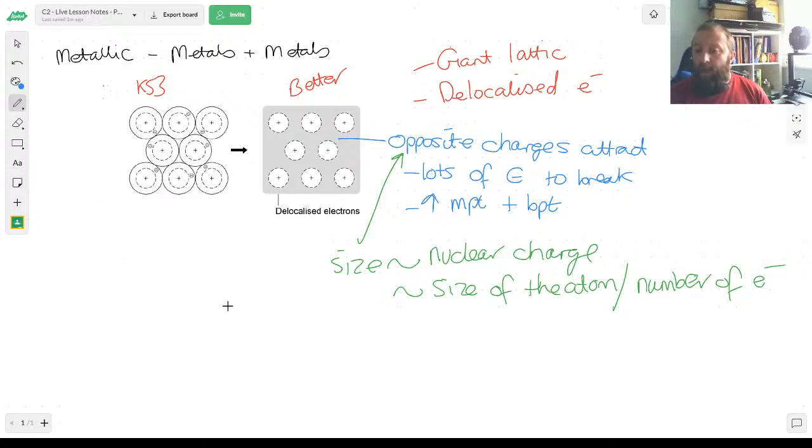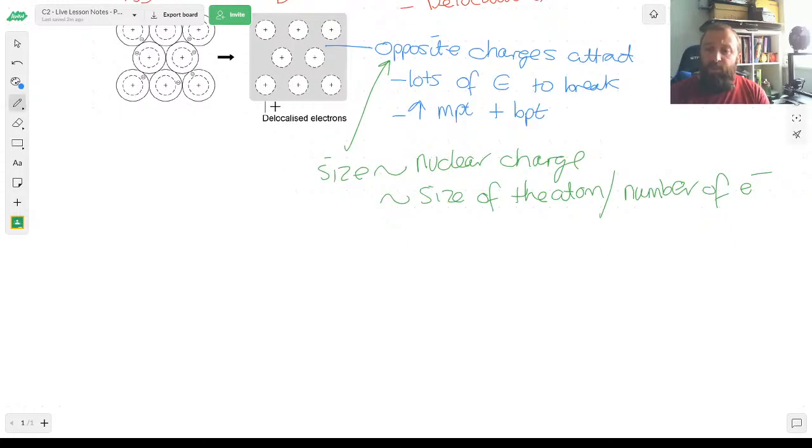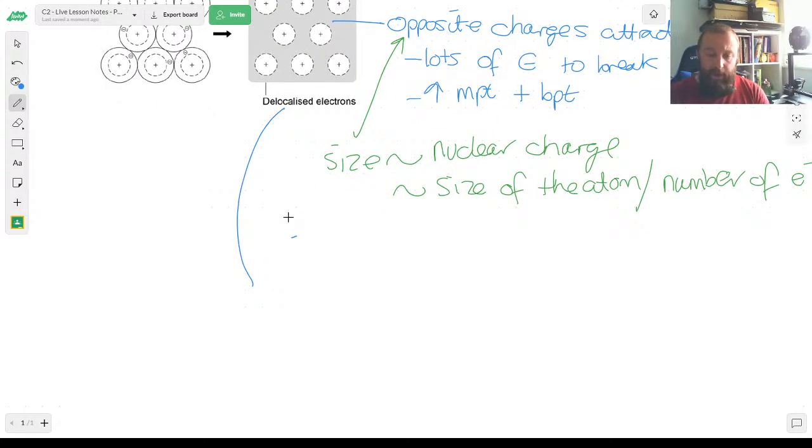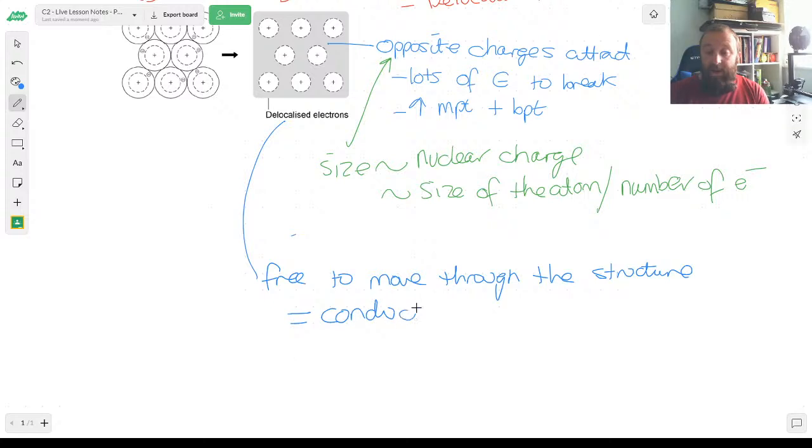Now, the other factor we can have a look at, if we scroll down slightly, is that these delocalized electrons are going to be free to move through the structure. So in other words, they are going to be conductive, conductive to heat and electricity.